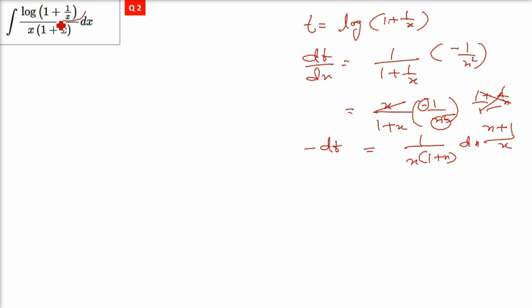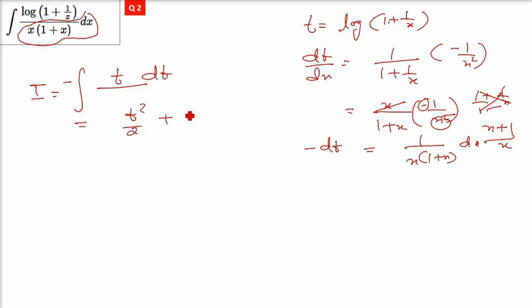Now what do you get here? This whole dx by x(1 plus x) is negative dt. So this is how it has become simplified. This integration will become the integration of log of 1 plus 1 by x, which was taken as t, and this whole is negative dt. So negative you can take out and this will be dt. So t dt will be t square by 2 plus constant of integration. What was t? It's log of 1 plus 1 by x. So just replace t by log of 1 plus 1 by x, and this is the whole square of this one.